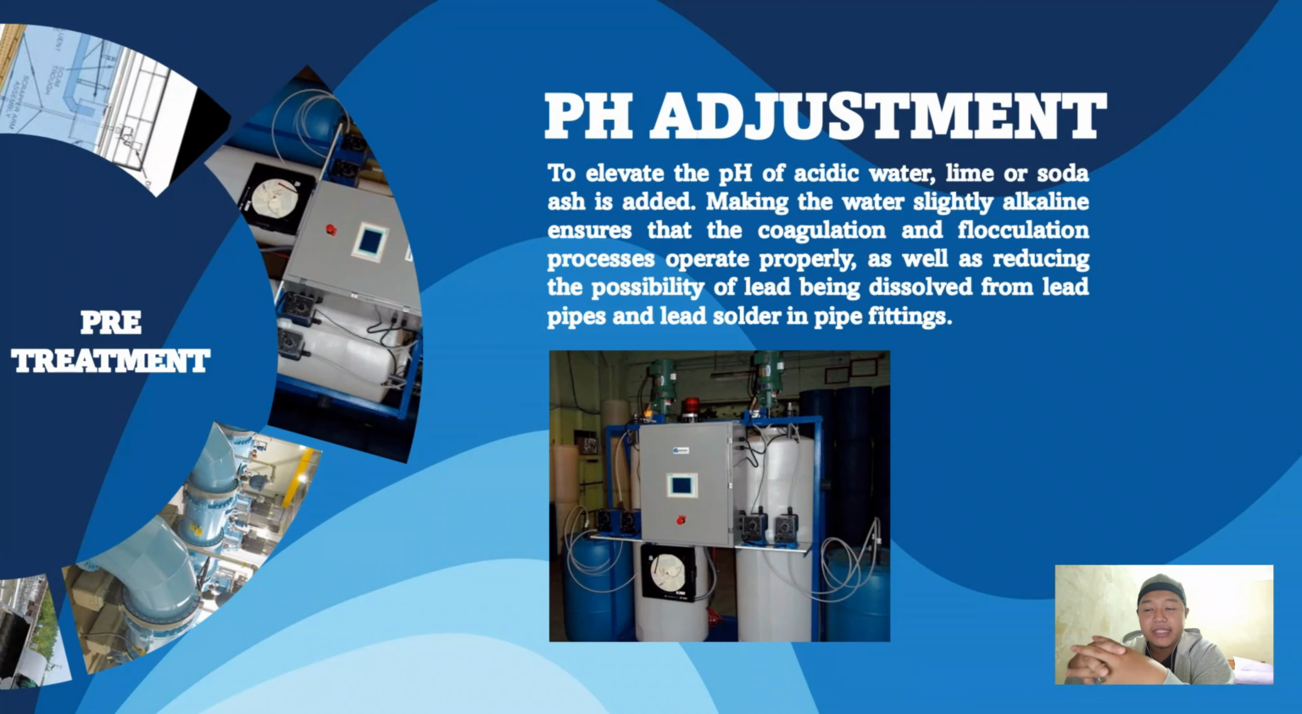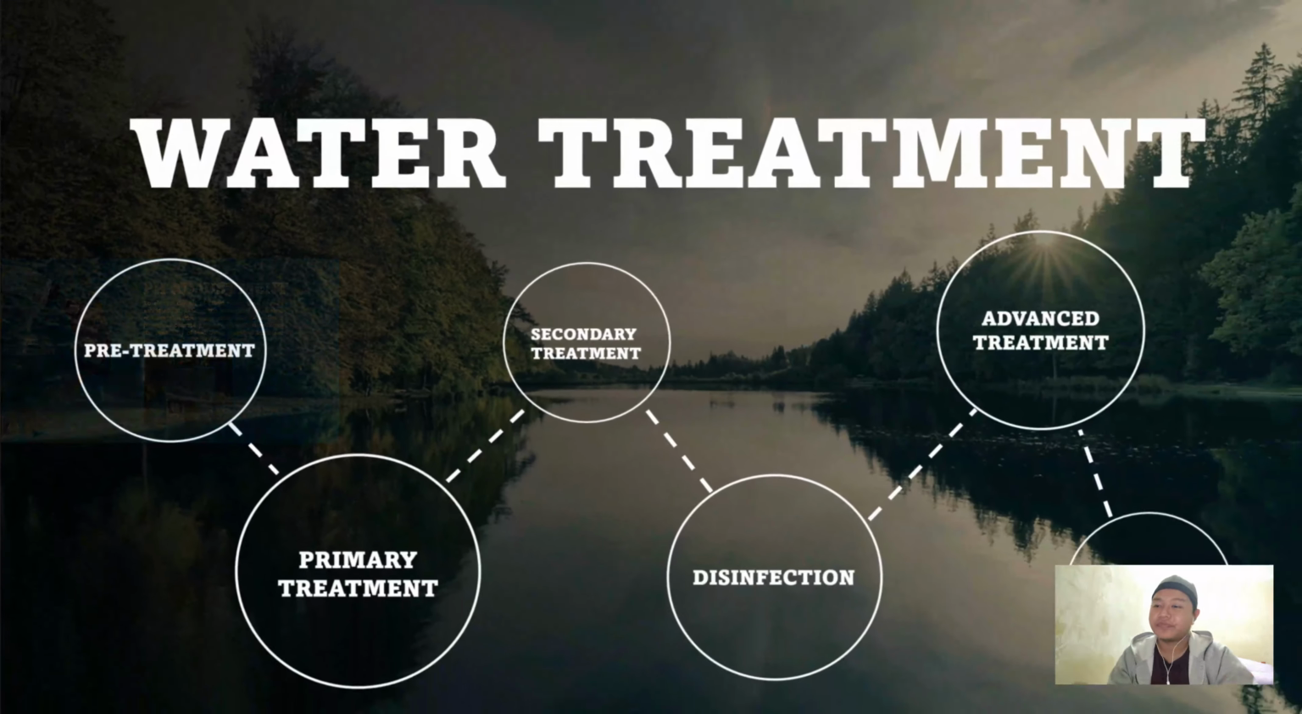Last in pre-treatment is pH adjustment, where the water is treated with lime or soda ash. It is important to make sure the water is slightly alkaline so that the next process can be operated properly.